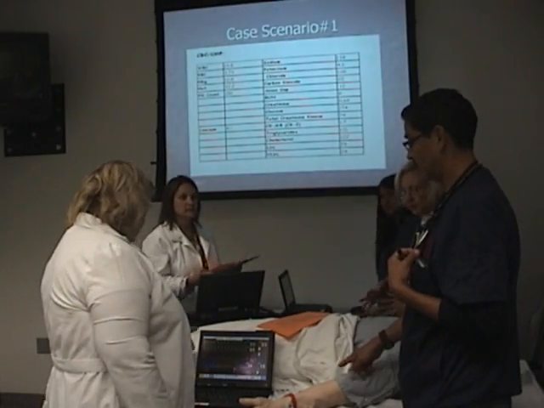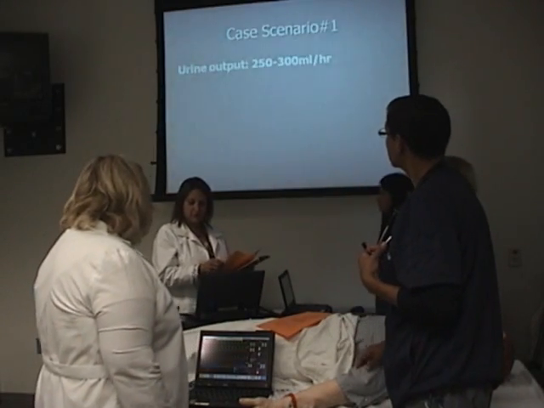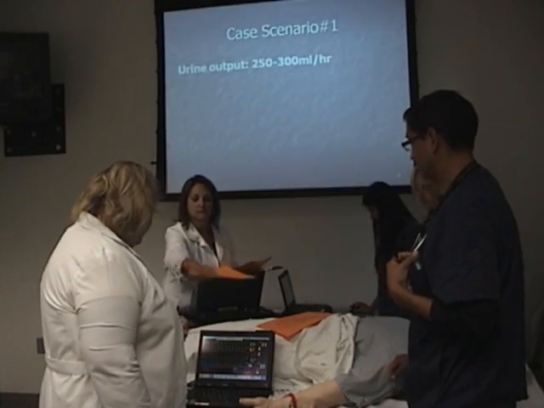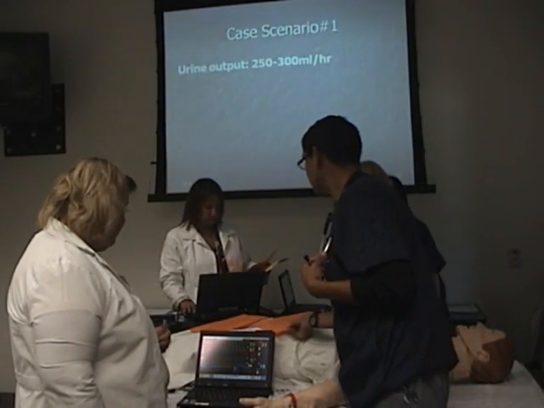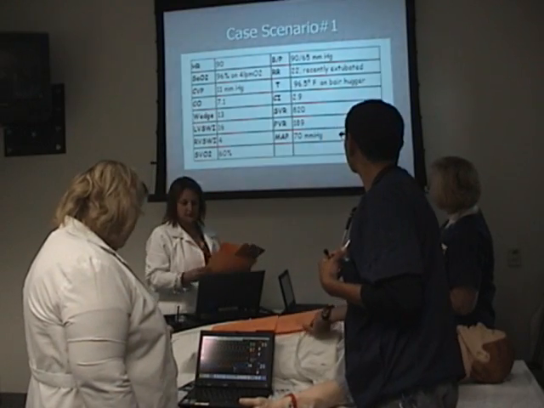Okay. This is your urine output. We don't have a urine output. Urine output's between 250 and 300 an hour. Okay, that sounds great. Heart rate is down a little since we gave the volume. We're in the 80s. Yes, this is the most recent vital signs, as you can see here.